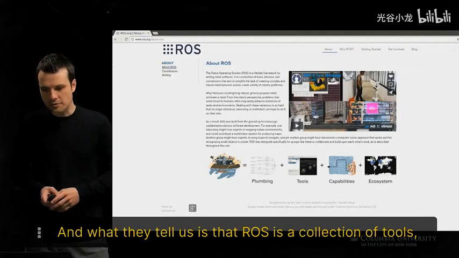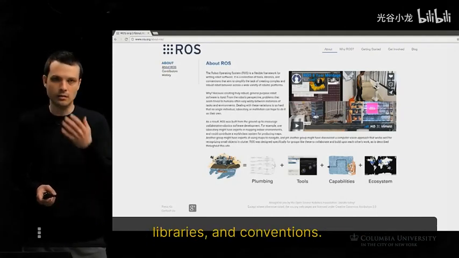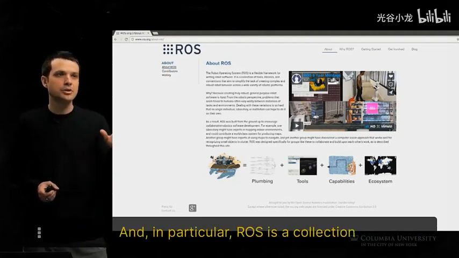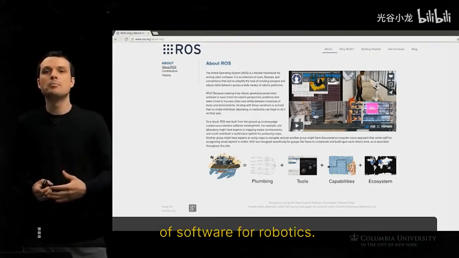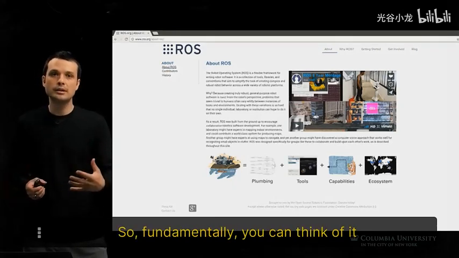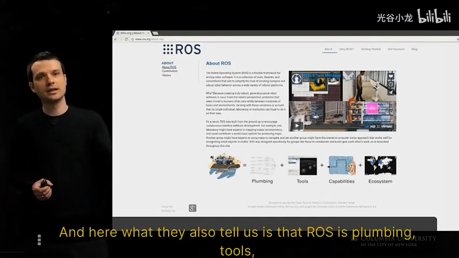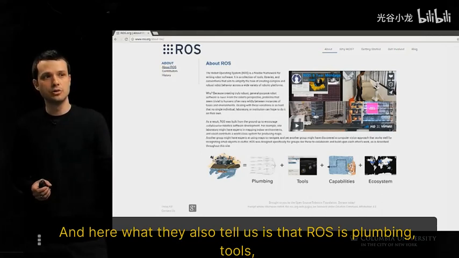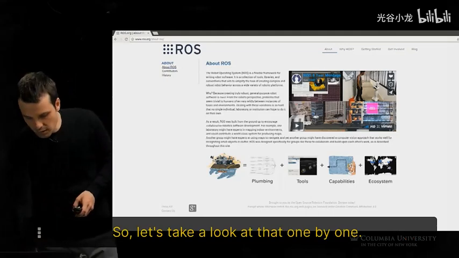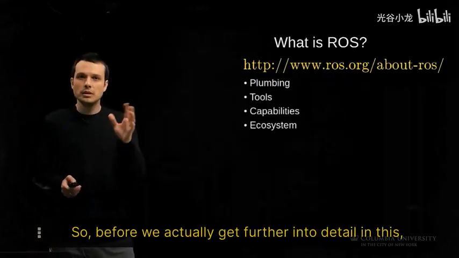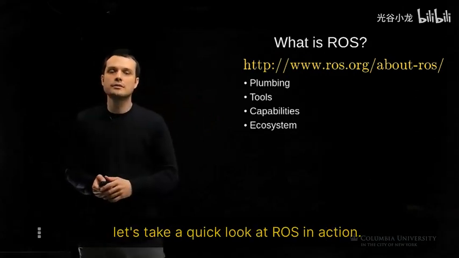What they tell us is that ROS is a collection of tools, libraries, and conventions. In particular, ROS is a collection of software for robotics, but it's actually more than that. Fundamentally, you can think of it as a collection of software, but there are other components as well. They also tell us that ROS is plumbing, tools, capabilities, and ecosystem. Let's take a look at that one by one. But before we get further into detail, let's take a quick look at ROS in action.